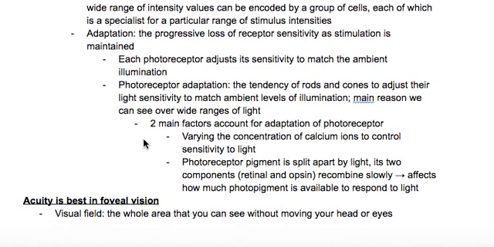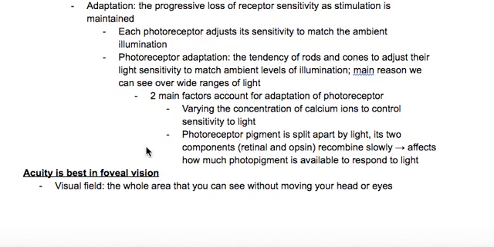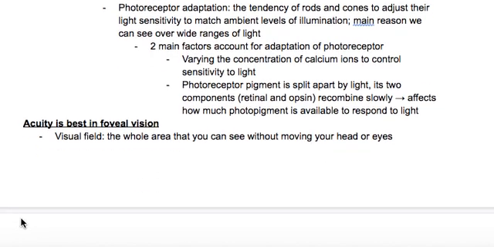There are two main factors that account for the adaptation of the photoreceptor. First is varying concentration of calcium ions to control sensitivity to light. And the second is that photoreceptor pigment is split apart by light, and then its two components, which are retinal and opsin, recombine slowly, which affects how much photopigment is available to respond to light.